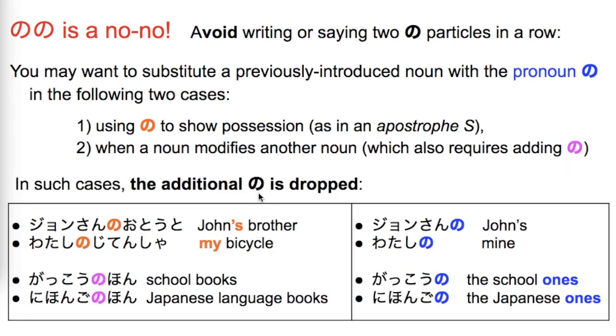For example, if we're talking about brothers, John's brother, my brother, and Megumi's brother, and we all know that we're talking about brothers. John-san no ototo with the apostrophe s, John's brother, just becomes John's. We don't add a second no to replace ototo. And in the example of noun modifying another noun, like Nihongo no hon, Japanese language books, we can just say the Japanese ones. We do not add a second no to take the place of the word hon.